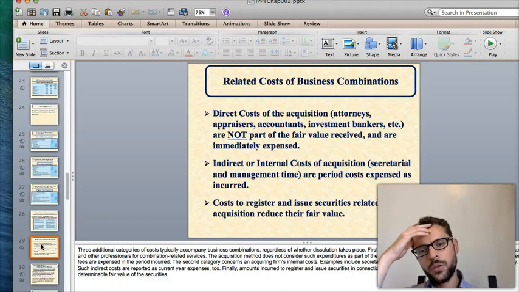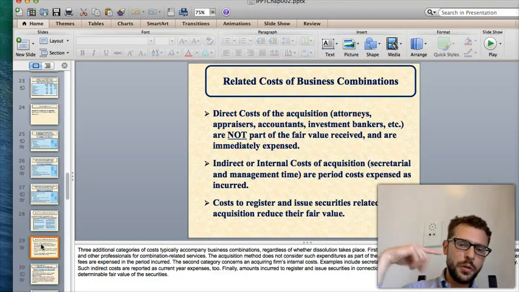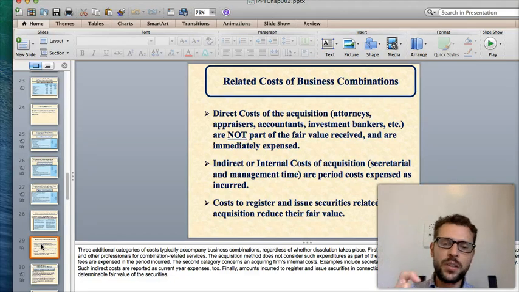Costs to register and issue securities related to the acquisition reduce the fair value of the stock issued. So if you issue the security, whatever you got for it, the cost to register actually reduces that amount that was issued.